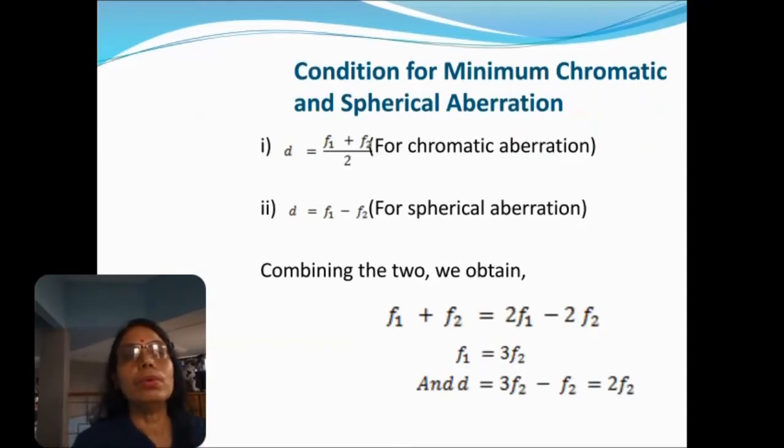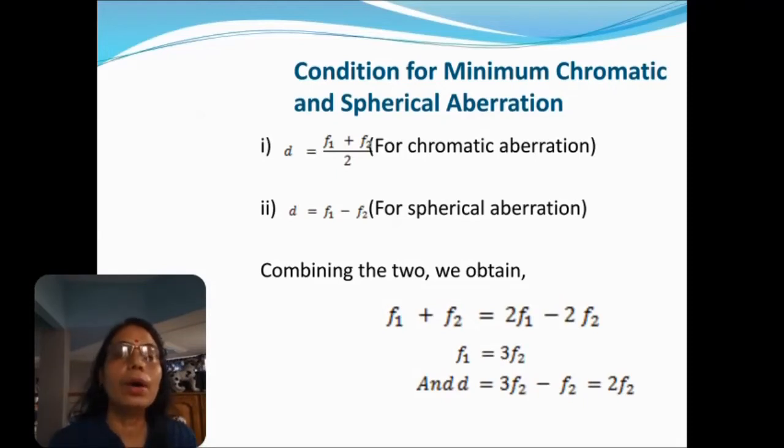Now we will discuss how we can minimize the chromatic and spherical aberration in the Huygens eyepiece. For minimum spherical and chromatic aberration, the conditions are: first, for chromatic aberration, D equals (F1 plus F2) divided by 2, where D is the separation between the lenses and F1 and F2 are the focal lengths. Now for spherical aberration, the condition is D equals F1 minus F2.